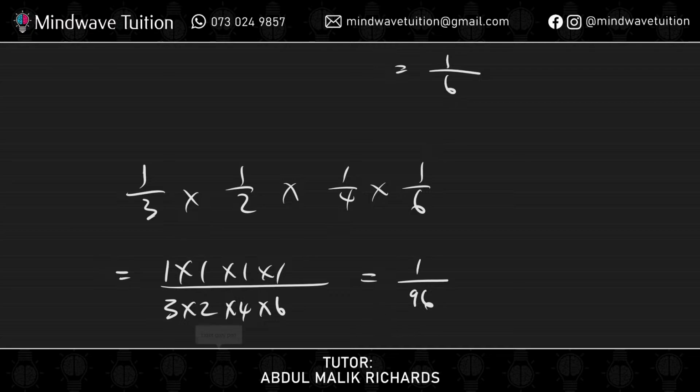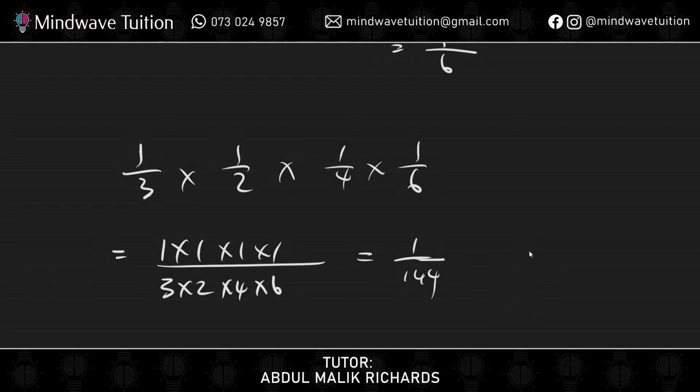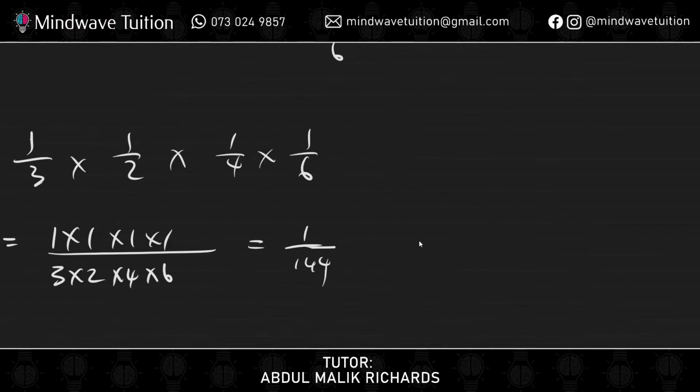Let me just double check that. So 3 times 2 times 4 times 6, no, it's 144. So multiplication, very straightforward. And yes, if you are high school students, this applies to algebra as well.